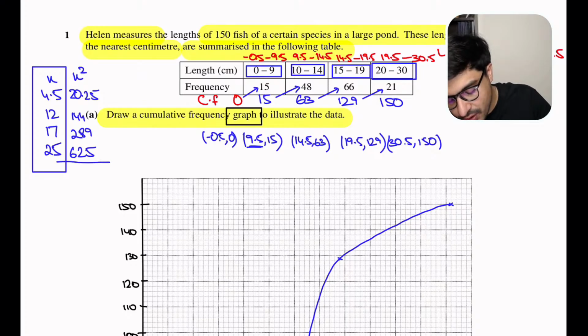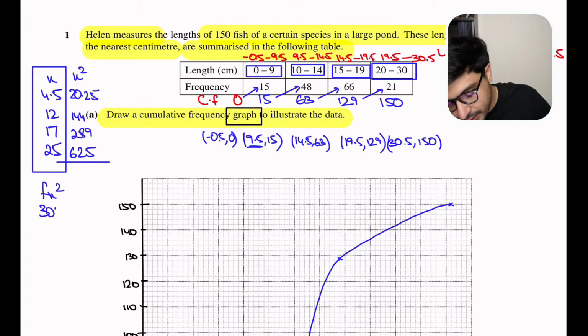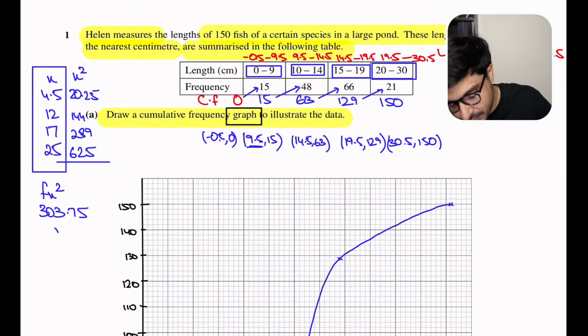So we'll now multiply each frequency with the x square to figure out the summation of fx square. It's going to be 15 multiplied by 20.25, which is 303.75. Then it is going to be 48 multiplied by 144, because we are looking for frequency into x square. So 48 multiplied by 144 is going to be 6912.